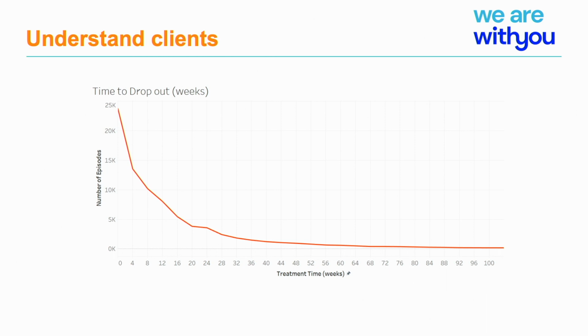So then they went on to action on that and redesign some of their services to take that into account. Right, so this is really like a churn type of problem, but applied to the social sector.